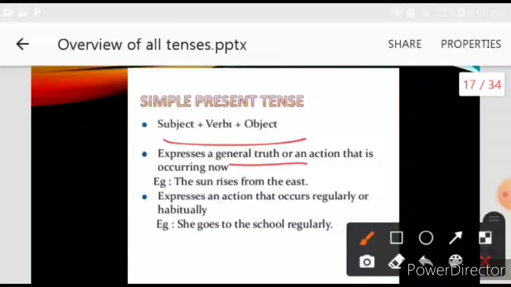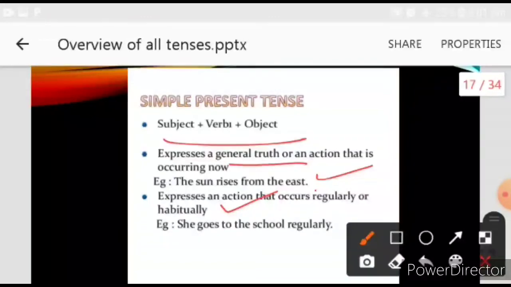You can't say the sun rose in the east. It is the sun rises from the east. The sun rose from the east would be incorrect. Something which is habitual, you are going to follow it in simple present tense. For example, she goes to school regularly or daily. Whatever is a habitual routine, for that you are going to use simple present tense. Again, universal truths, you are going to use simple present tense. For that you can't use past or other tenses.